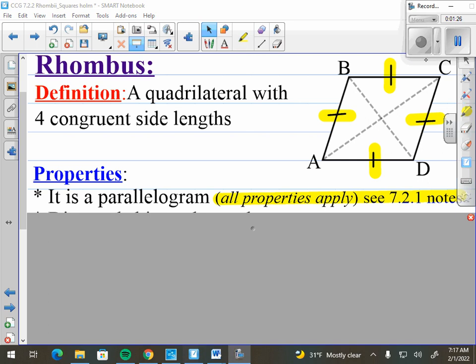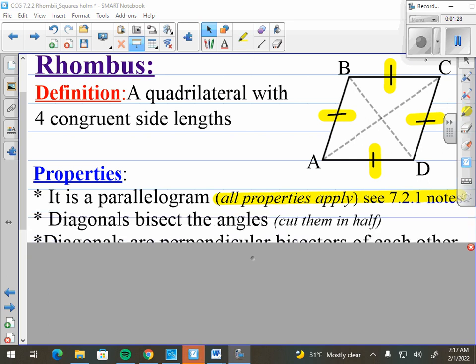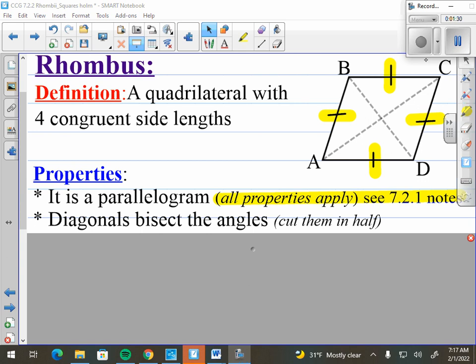They're already in your notebook. Okay. The next property that you learned about a rhombus was the diagonals bisect the angles. They cut them in half. And so what that means, like for example, here's a diagonal, here's an angle, and because it cuts it in half, it made 2 equal parts. Right? So that's another property of a rhombus.